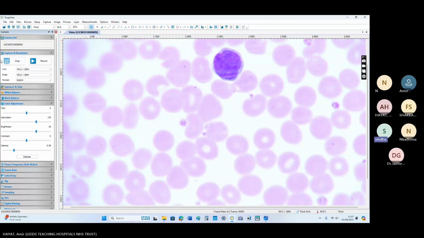Cutaneous T cell lymphoma, if I'm not wrong, it is a peripheral T cell lymphoma. But when it involves the other organs, then it becomes a syndrome.